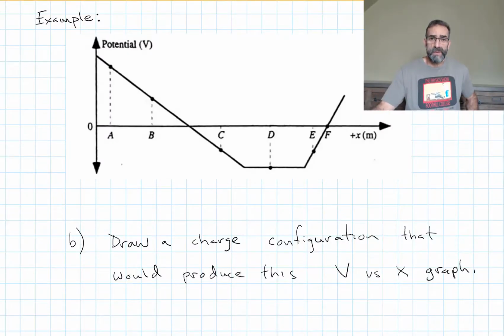Now, think about what kind of a charge distribution would create this potential curve. Pause the video and see if you can come up with a charge configuration that would produce this V versus X graph.